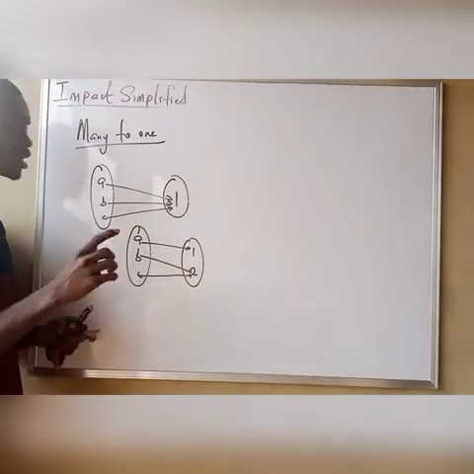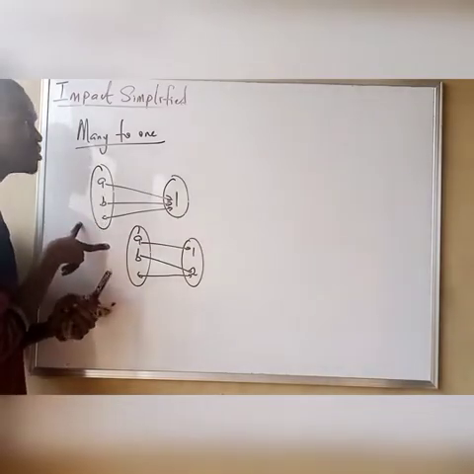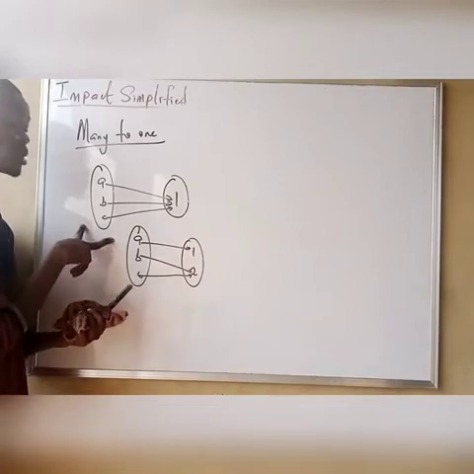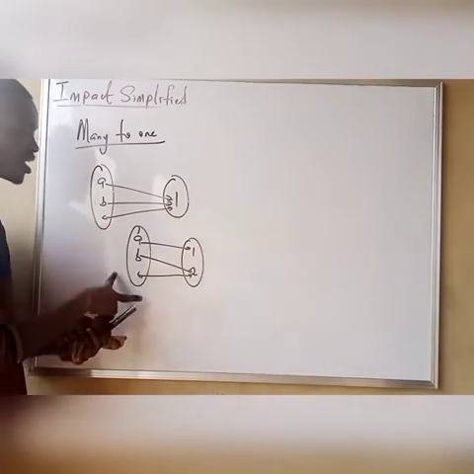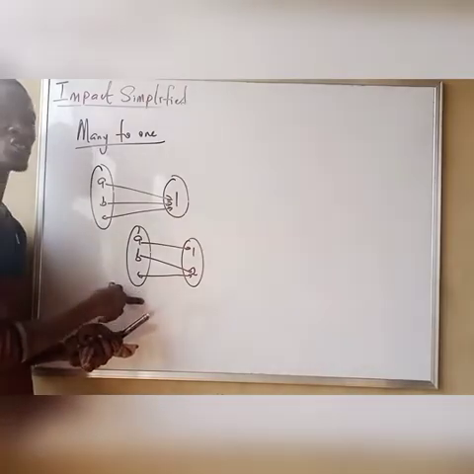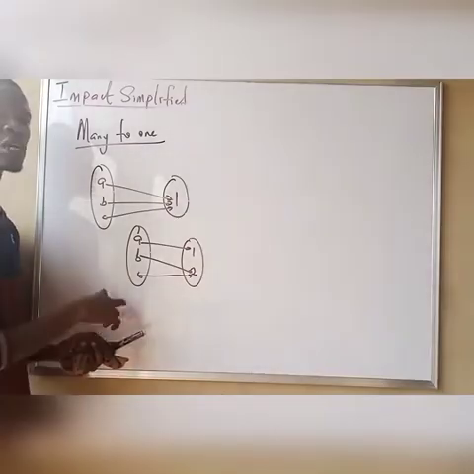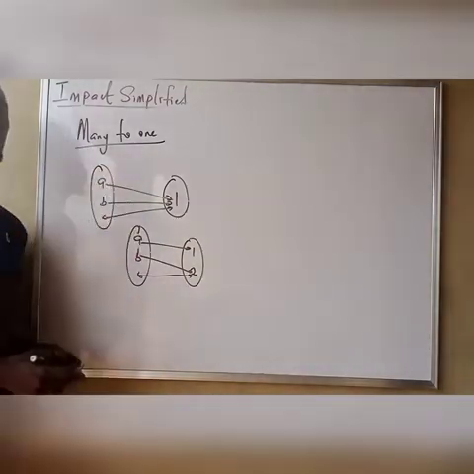Do we get that? And don't forget, this function, we can term it as many to one, we can term it as surjective. But it is not injective because it is not one to one. Do we get that? This function is not injective because it is not one to one, but it is surjective and it is many to one. So that is the meaning of many to one.